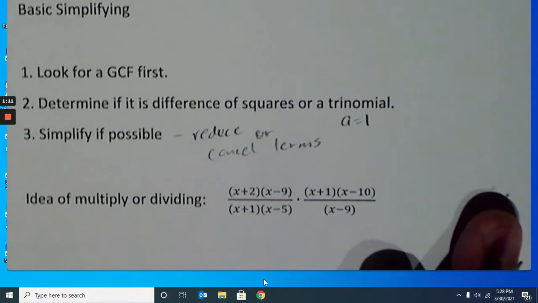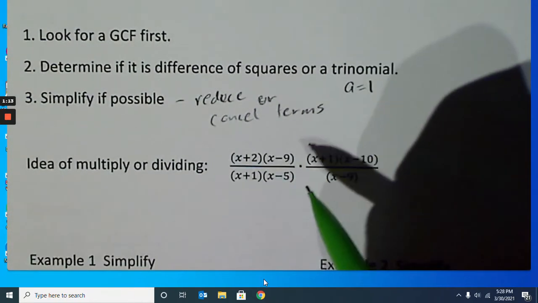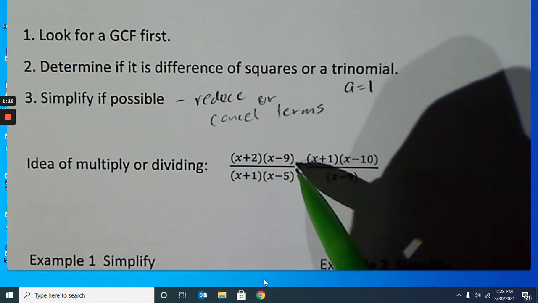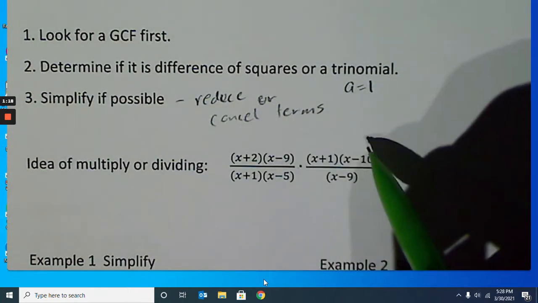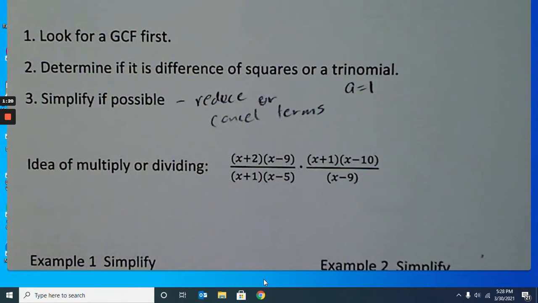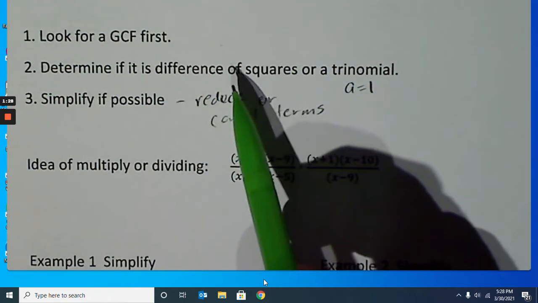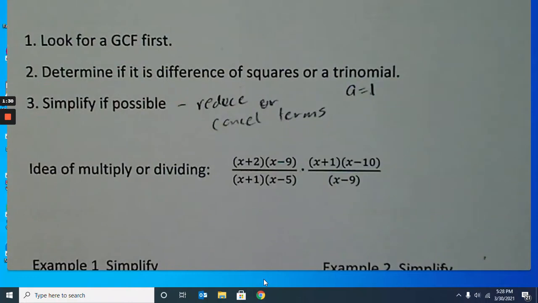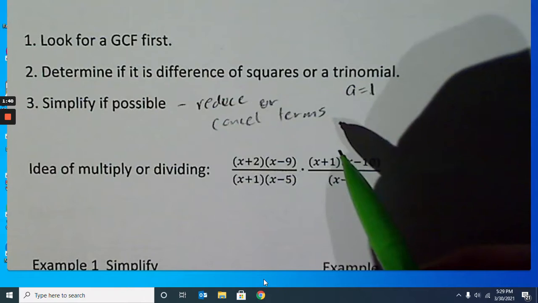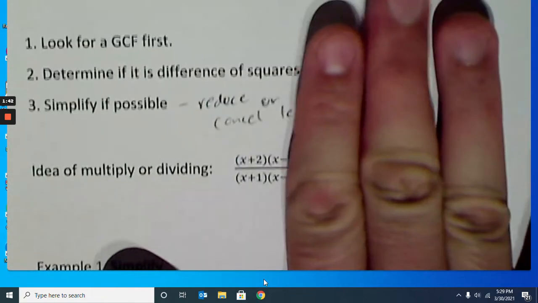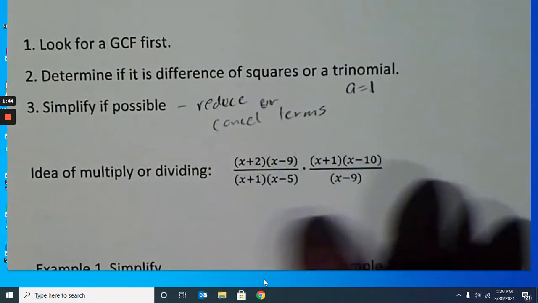So the idea of multiplying and dividing is going to be kind of like this. We have a term here, and we're going to multiply it by another term. But in order to do so, we're going to create the factors for your numerator and denominator first, either by GCF or by difference of squares or by trinomials. And then we're going to use the idea of reducing or canceling terms where we can. When we do this, we're not looking at just this part only, we're looking at it as a whole.